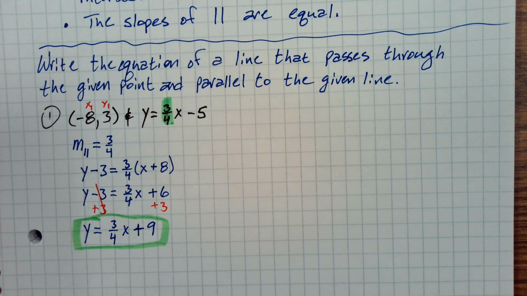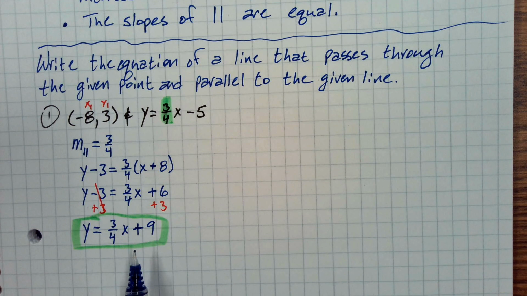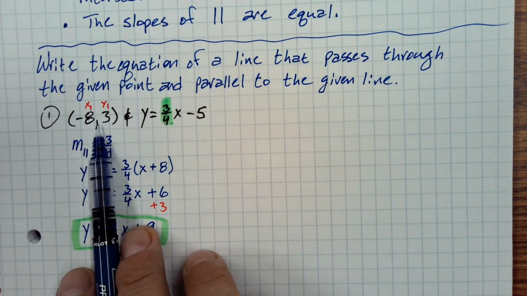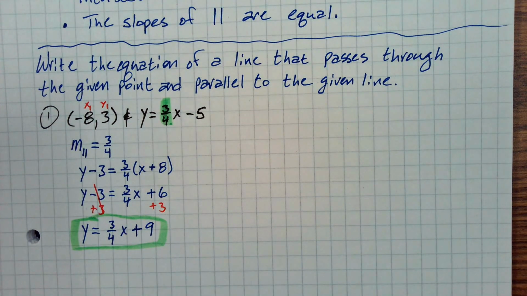So it's guaranteed that this line, when graphed, will be parallel to that one, and it's going to go through this point. Okay? Any questions? So that was pretty easy, right? All right, let's just do maybe 1 or 2 more.